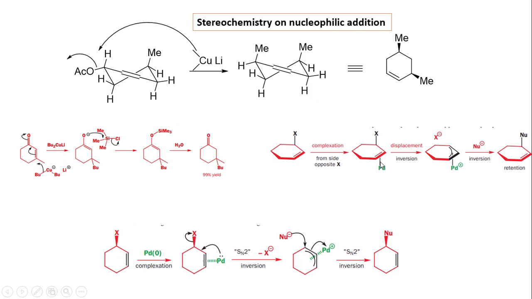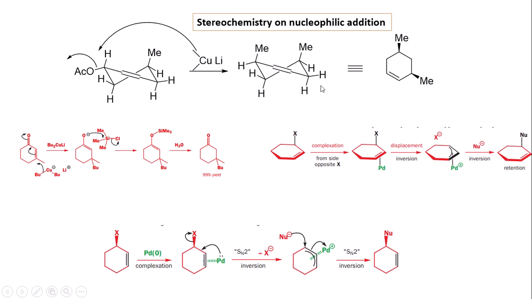In palladium chemistry, we see that in allyl acetate, the palladium group is coordinated to the opposite face of the X group. That is, the palladium is coordinated on the less sterically hindered side, and the nucleophile approaches from the back of the palladium and gives the retention of configuration product. Here the nucleophile and the leaving group are in the retention of configuration product, but with the alkyl copper lithium, the inversion product will be obtained.